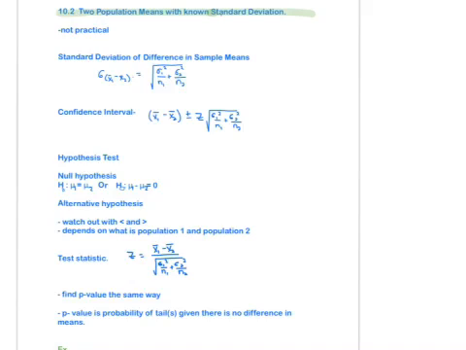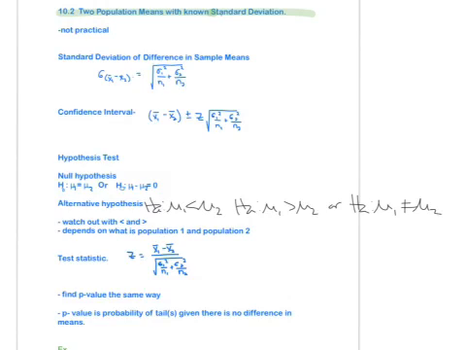Our hypothesis test, very similar to 10.1. We have our null is that the two population means are equal. So I can say that they're equal, or I can say the difference is 0. Our alternative hypothesis, which I did not write down here, is going to be that we can have less than, we can have greater than, or we can have that they're not equal in case I don't have any information about whether it's less than or not equal to.